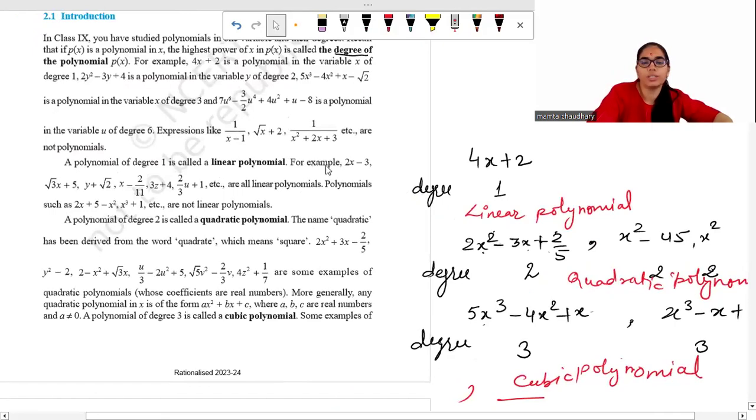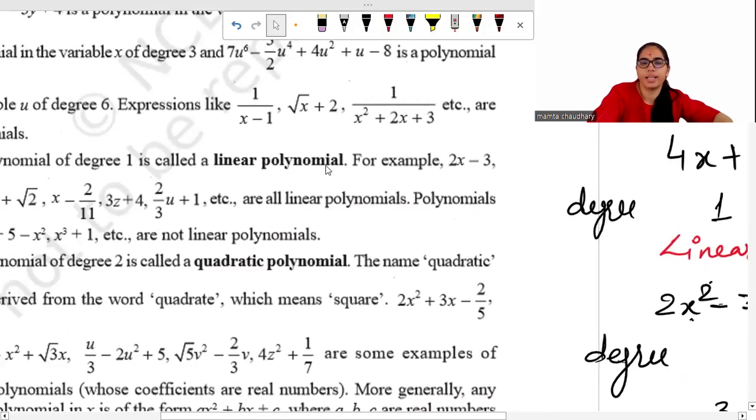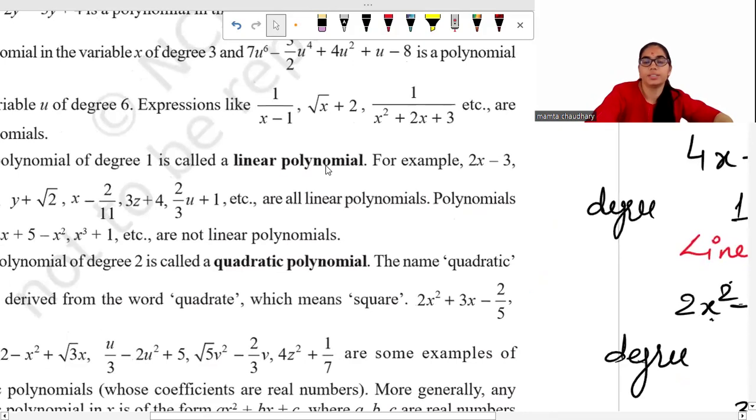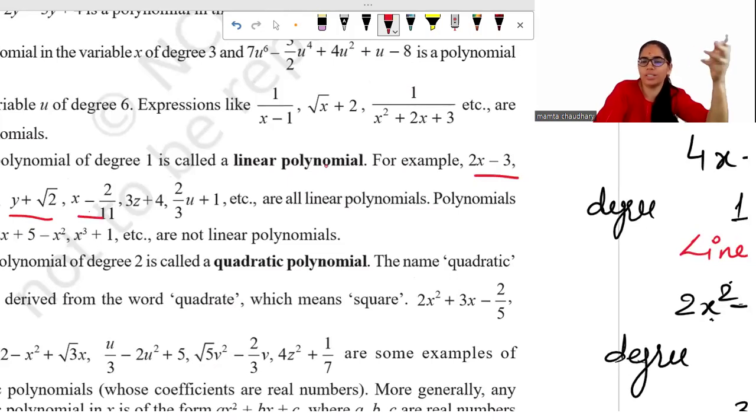So here you can see, 2x minus 3, x highest power 1, linear polynomial. y plus root 2, highest power 1, linear. x minus 2 by 11, x is to the power 1 only, linear. 3z plus 4, highest power 1, linear. 2 by 3 u plus 1. That 2 by 3 is with u only, but if we look only at the variable u, its highest power is 1, linear.